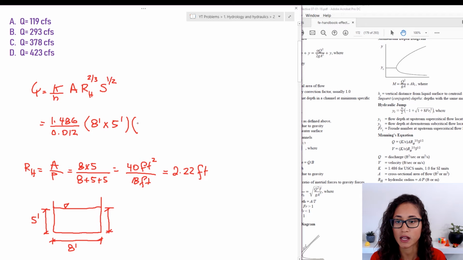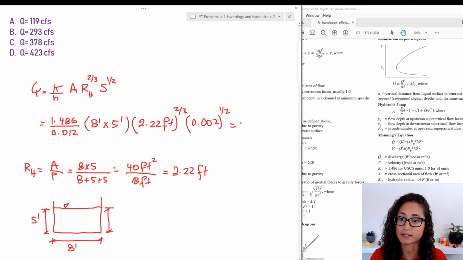Okay, so let's plug that in here: 2.22 feet, and this whole thing is to the power of 2 over 3, and then I have the slope, which is 0.002, to the power of one half, and that's it. Plug in your numbers and you should get about 378 cubic feet per second. So the answer is going to be C.